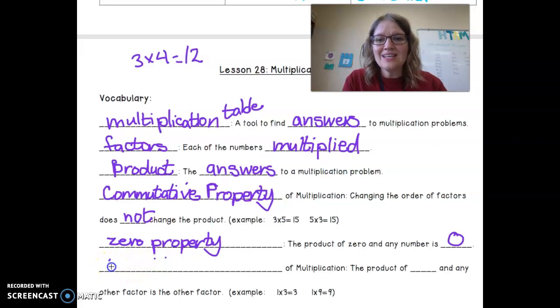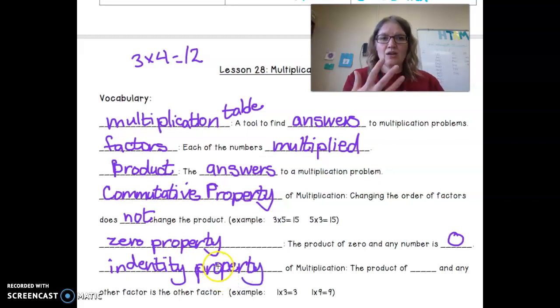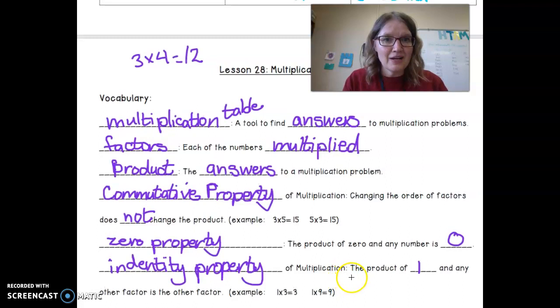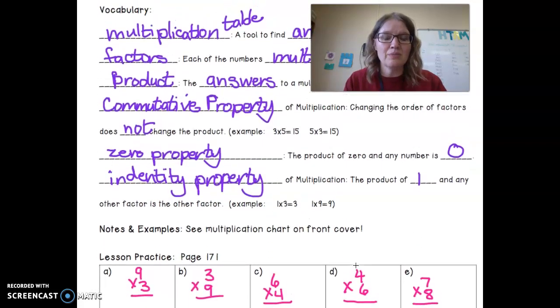Finally, our last one is the identity property of multiplication. I think of identity being our identity. We only have one identity. It's the product of 1 and any other factor is the factor. So 1 multiplied by 100 million is going to be 100 million. I love the identity property.